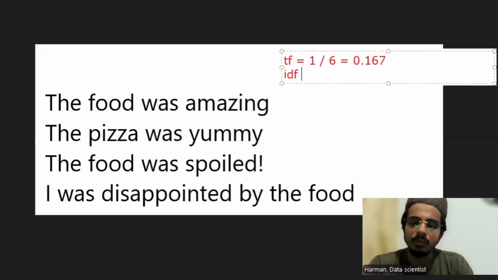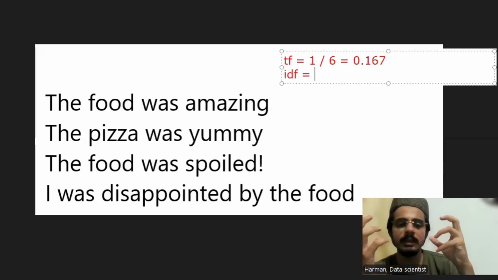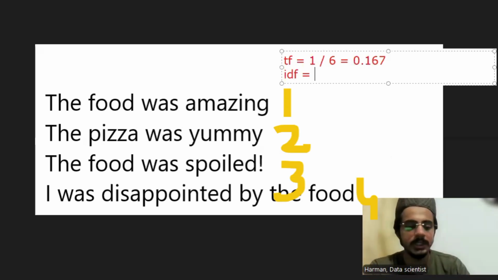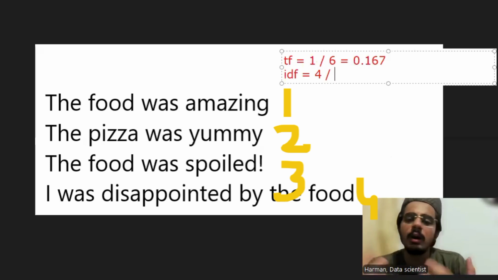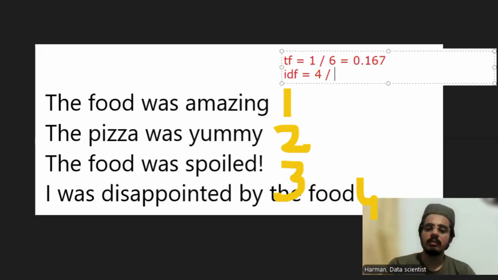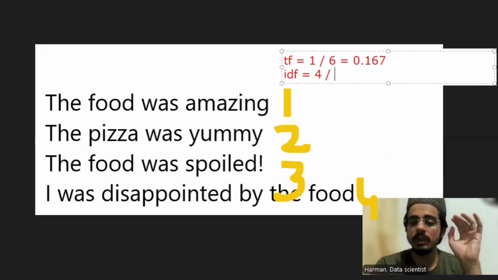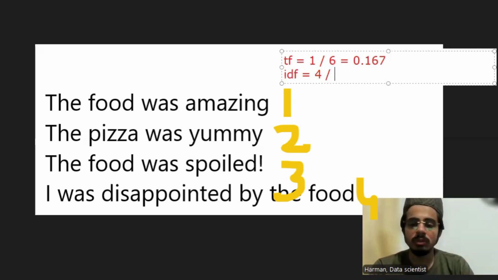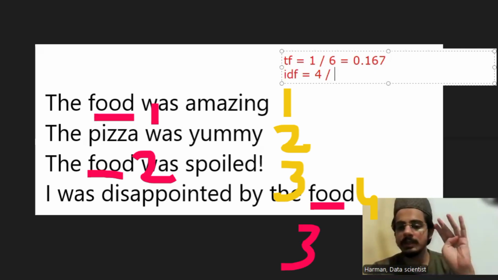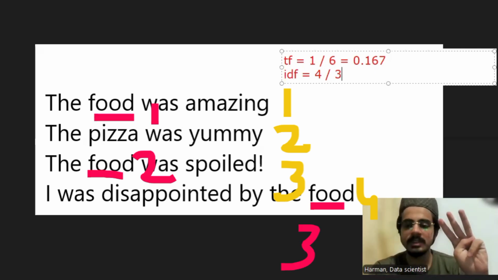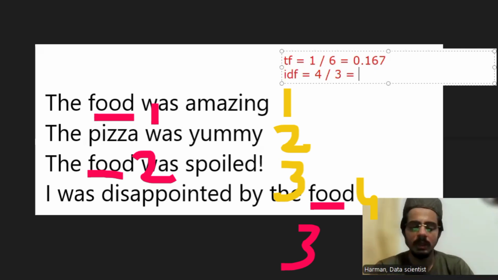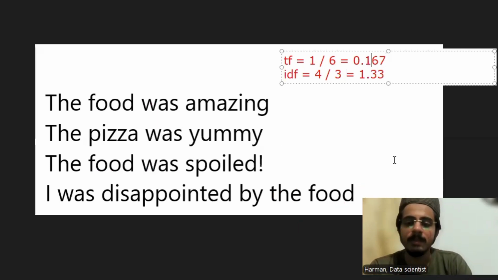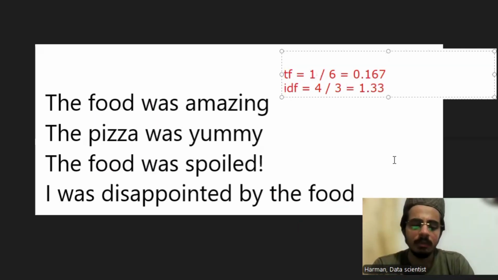And the inverse document frequency will be the total number of sentences, which is 4, divided by how many sentences contain the word for which we are calculating the inverse document frequency. We are calculating for food, right? So for food, there are three sentences that contain the word food. So 4 divided by 3 will give 1.33. Now, let's take the log.